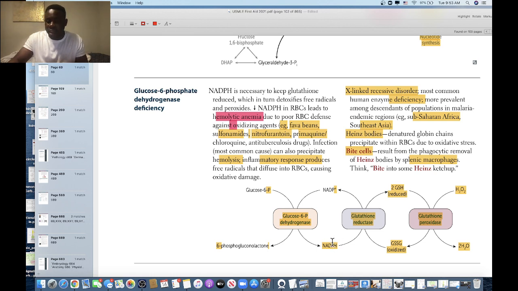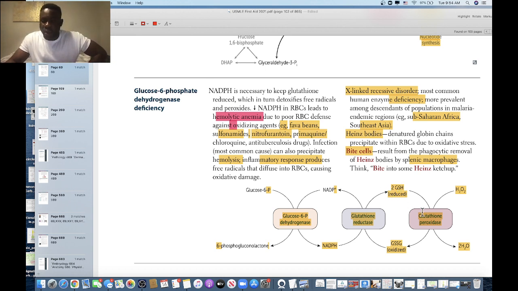Now NADPH has hydrogen, and addition of hydrogen to anything is called what? Reduction. So NADPH will be used by glutathione reductase to reduce glutathione. Originally glutathione is oxidized, and this is how it looks, GSSG. That's the oxidized form. If we add hydrogen to it, it becomes GSH. That's the reduced form, the active one. This is the form that we can use to remove free radicals from the body.